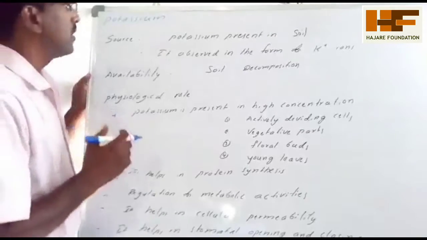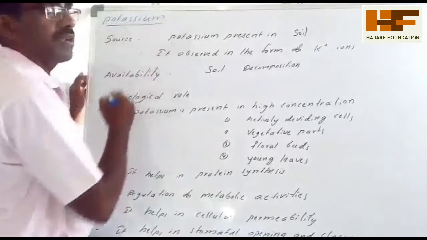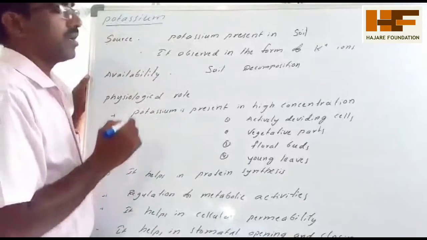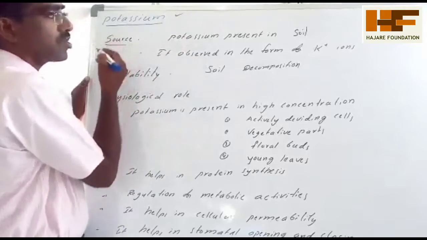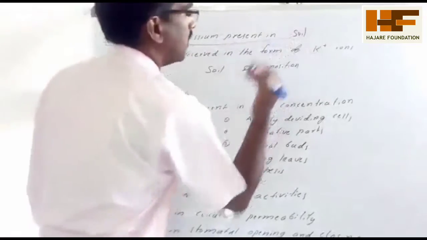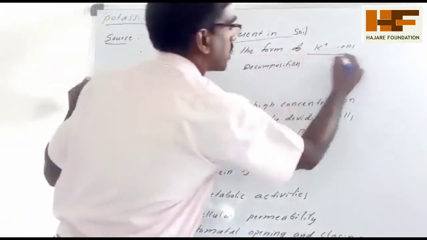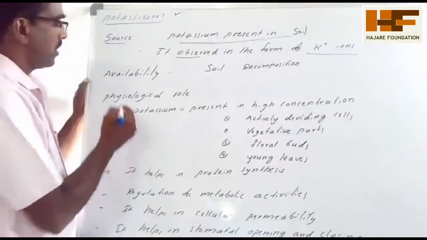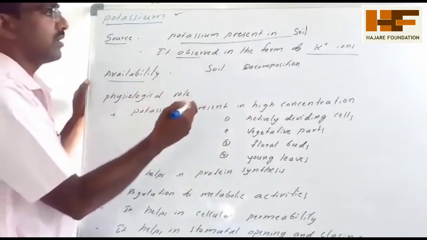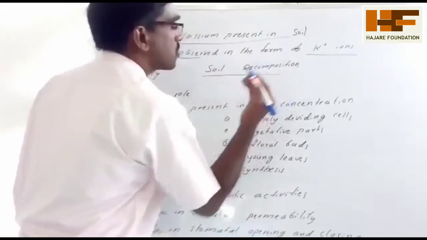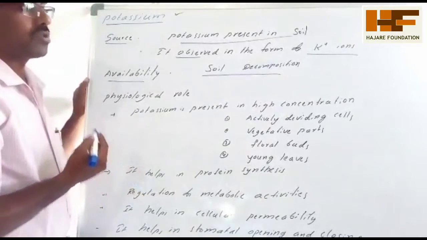Dear students, now we can see one more important mineral nutrient, an essential element, potassium. The source of potassium is present in the soil in the form of rocks. It is absorbed in the form of potassium ions, K+. Availability: from where is potassium available in the soil? The soil consists of potassium by the process of decomposition as well as rock degradation.